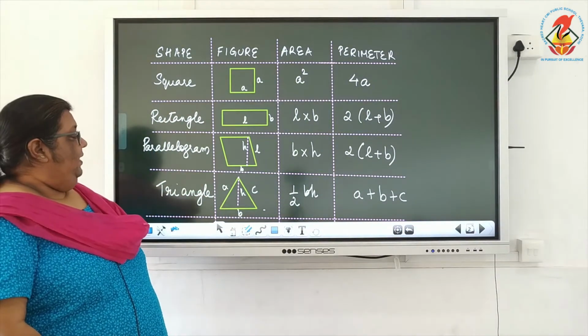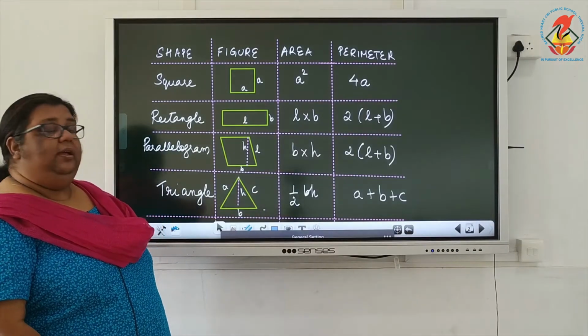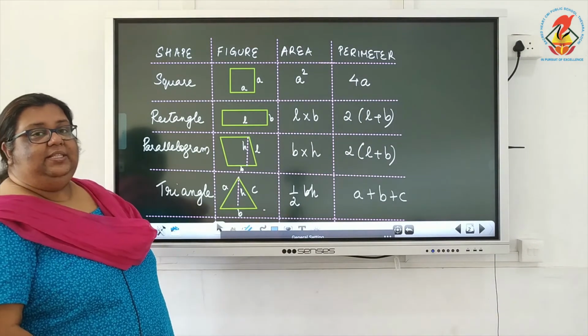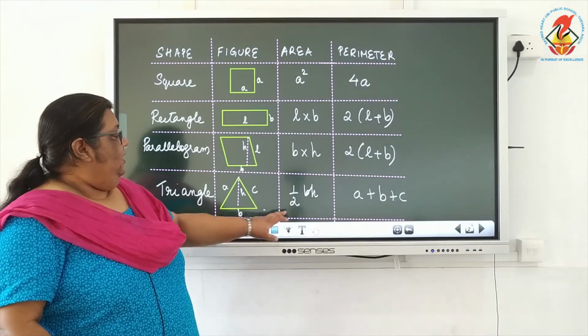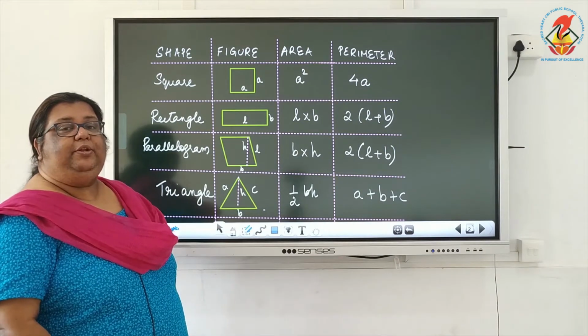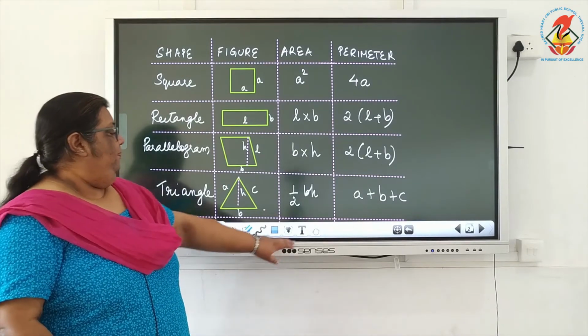Then comes the triangle. 3 sides for the triangle. I have named the 3 sides as A, B and C, and H is the height of the triangle. Then area is equal to half B H and the perimeter of the triangle will be A plus B plus C.